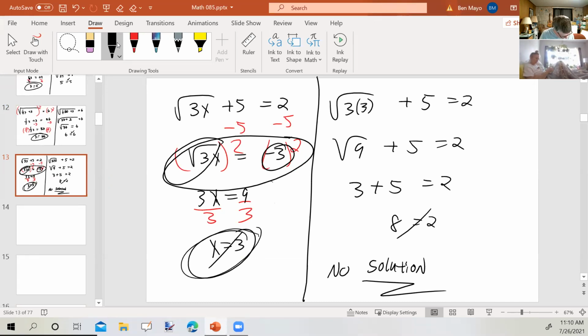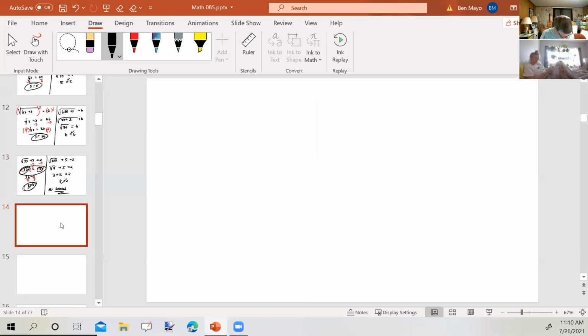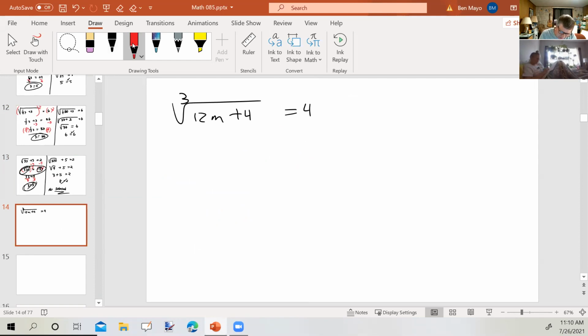All right. What about this one? The cube root of 12m plus 4 equals 4. We have a radical. It's isolated, but it's not a square root. It's a cube root. So what do we need to do now to get rid of the cube root? What are we going to do to each side of the equation? Anybody? I'll give you a clue.